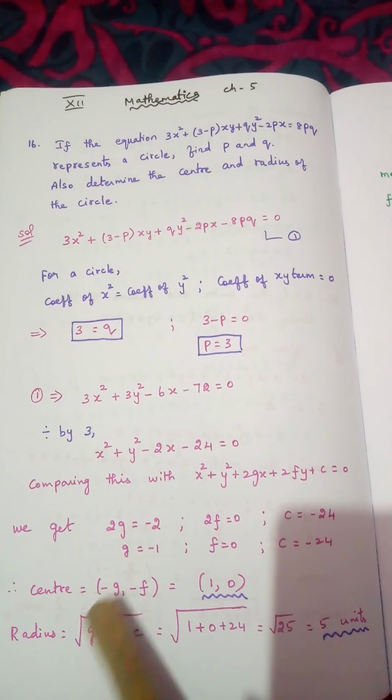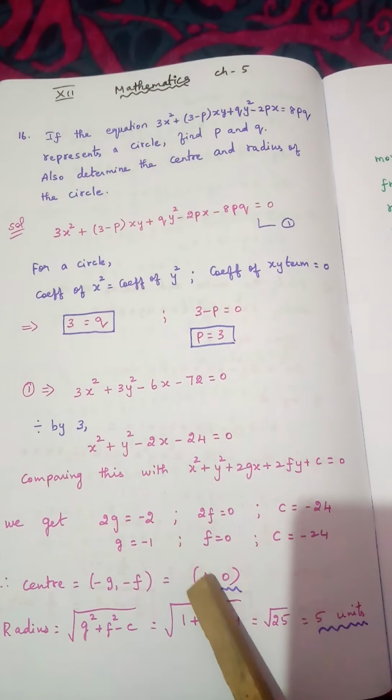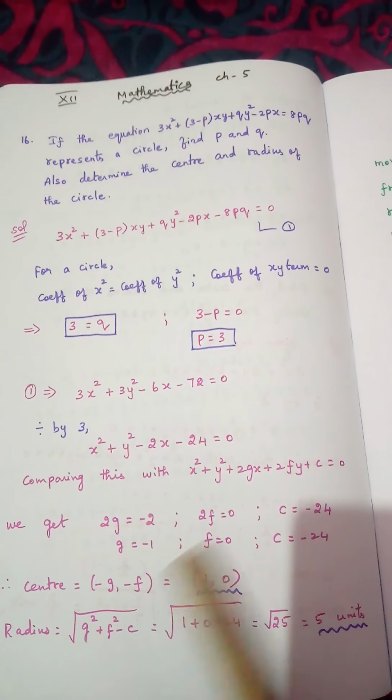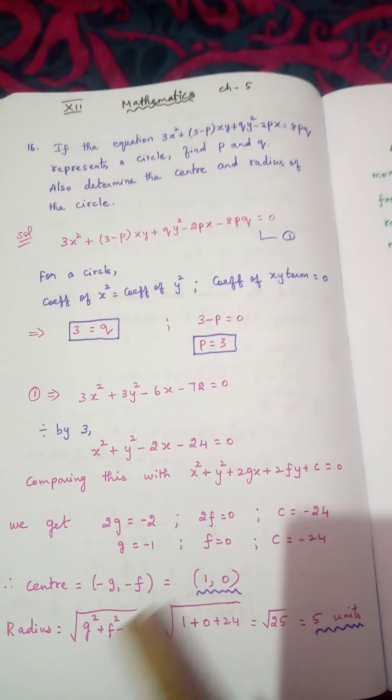So center is equal to, write the formula, minus g comma minus f. G value we know, multiply that with minus symbol. F value we know, multiply that with minus symbol and find the answer, 1 comma 0.